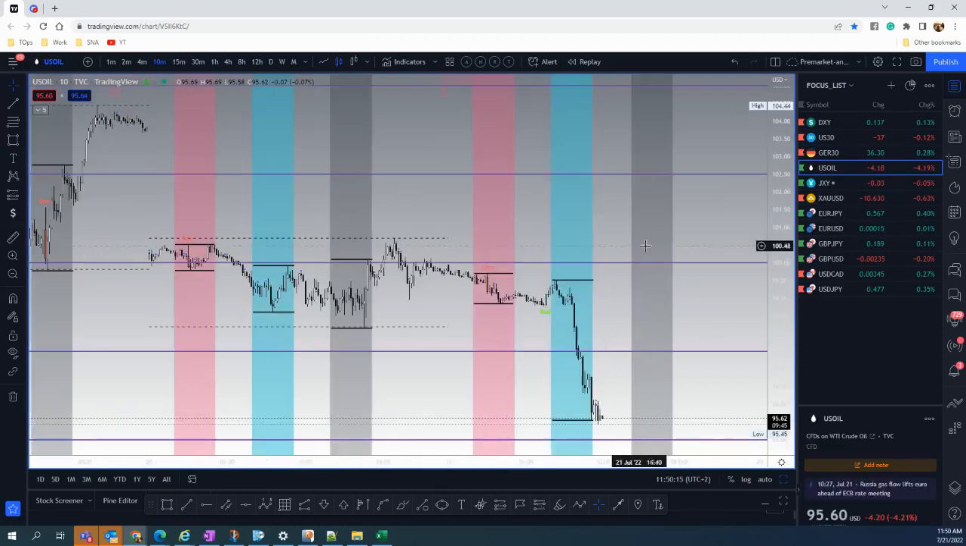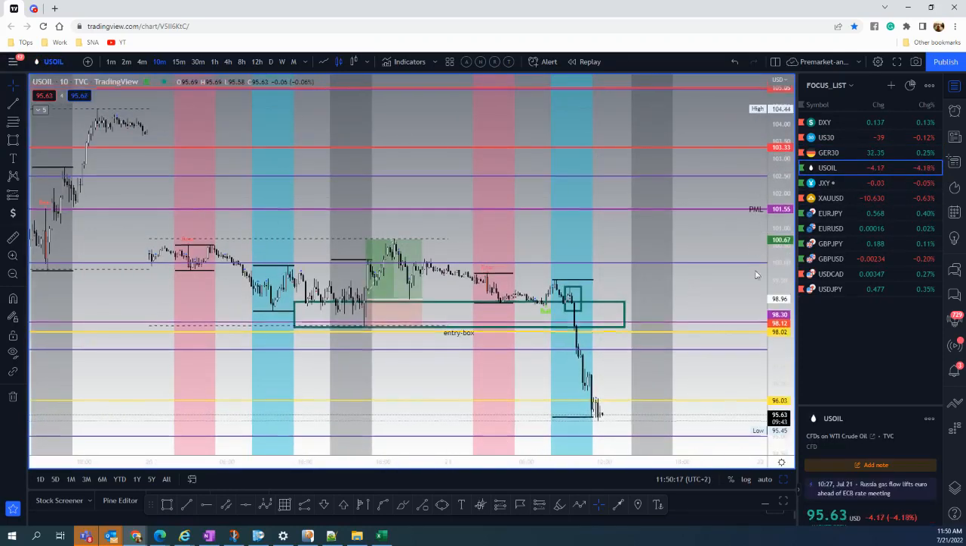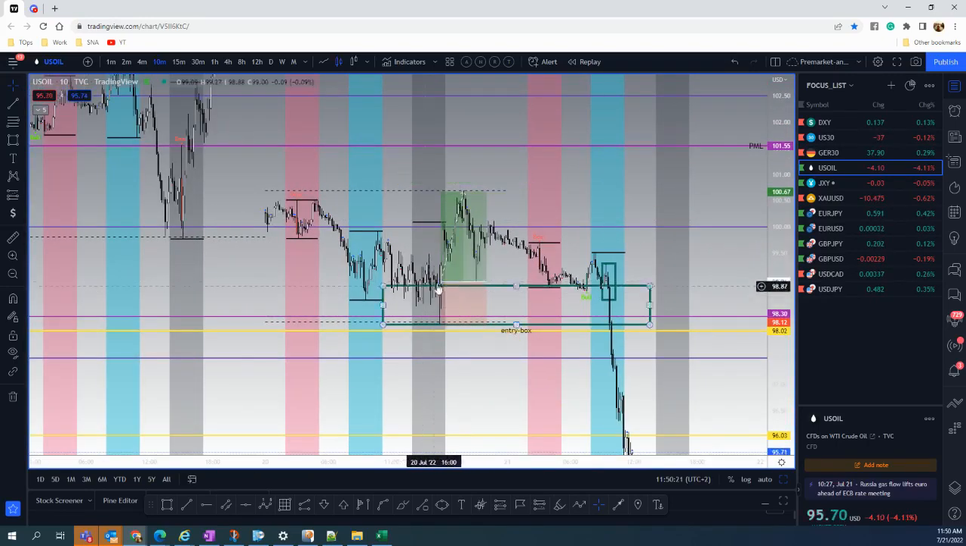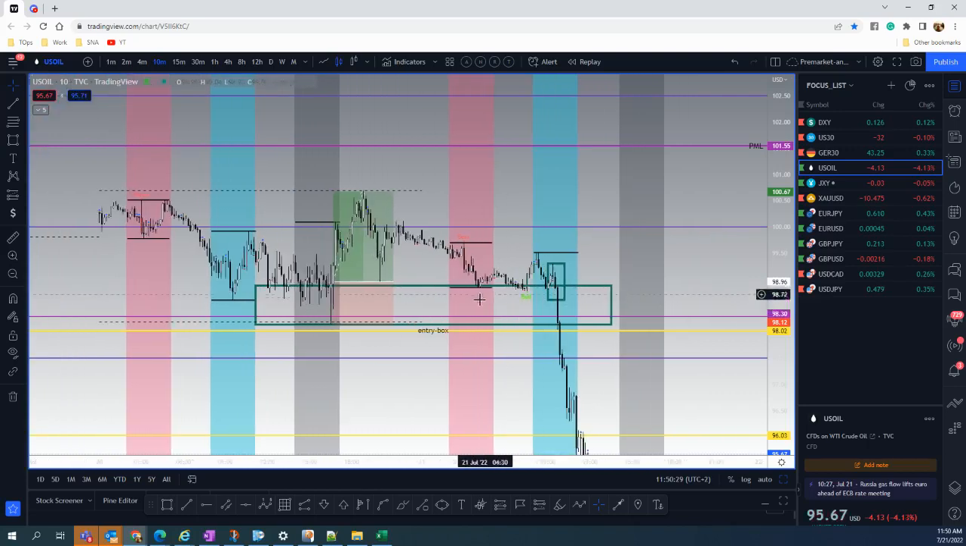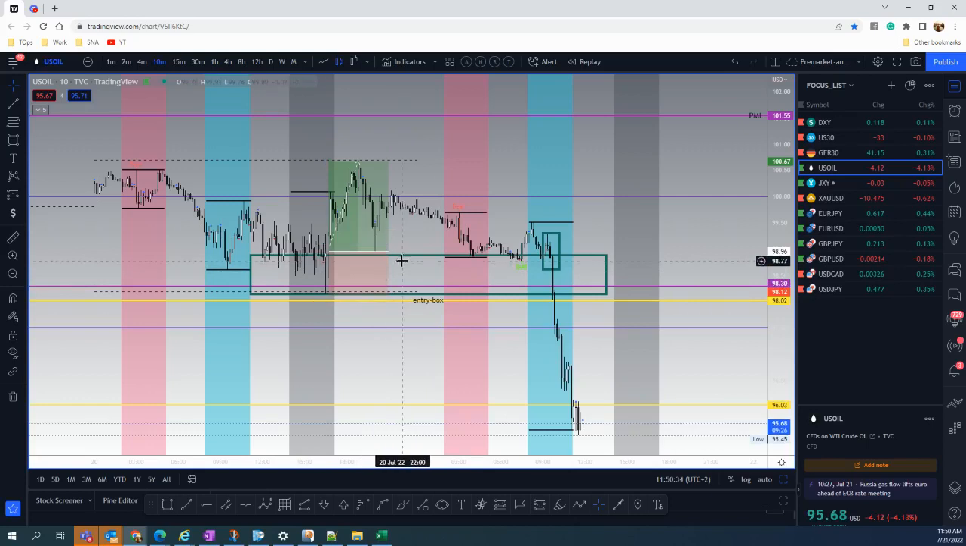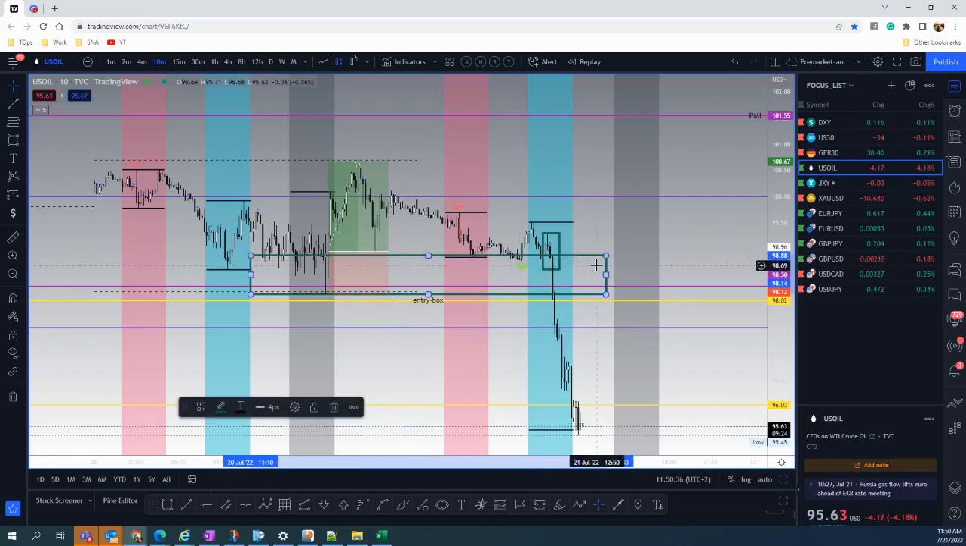Tingnan naman natin yung oil. So yung oil yesterday, I was looking for long yesterday. Long ako. Actually nakalong ako dito, but only 2 hour. However, I was still planning to go long, but hindi siya nag-hold sa green box na to. Ito yung pinaka demand zone or entry box, but instead tumagos siya with a very strong momentum.